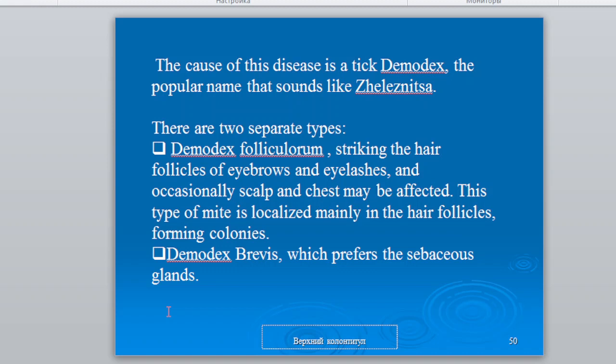There are two separate types. Demodex folliculorum, striking the hair follicles of eyebrows and eyelashes, and occasionally scalp and chest may be affected. This type of mite is localized mainly in the hair follicles, forming colonies. Demodex brevis, which prefers the sebaceous glands.